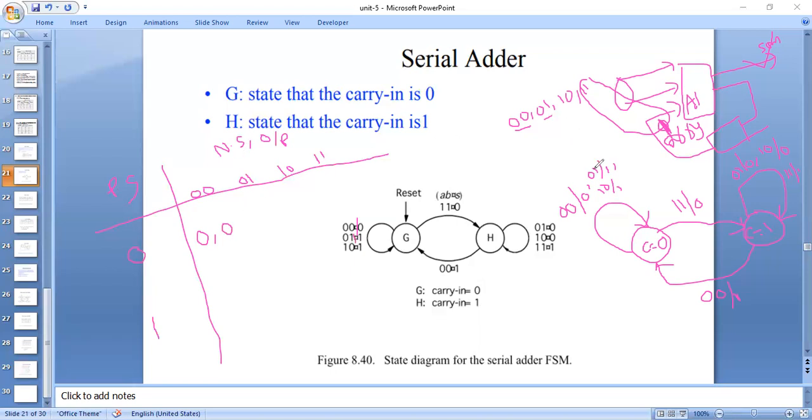And for 0 1 also it will be in the same state, but what is the output? 1. And for 1 0 it will be in the same state, what will be the output? 1. And for 1 1 it goes to next state 1, what will be the output? 0.